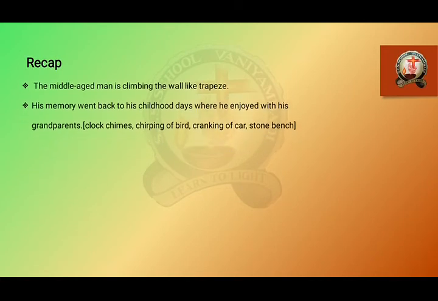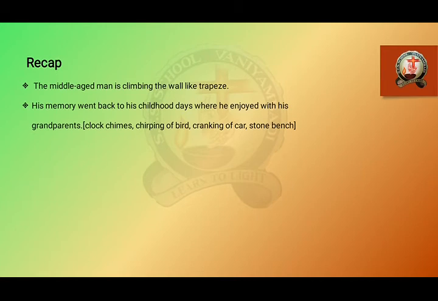The middle-aged man is climbing the wall like a trapeze. Starting off, the man used to climb the wall. Middle age means nearly 45 to 60. After climbing up the wall, he becomes a little unsteady. And after that, he gets to see the stone bench on which both the girl and the man sit together.